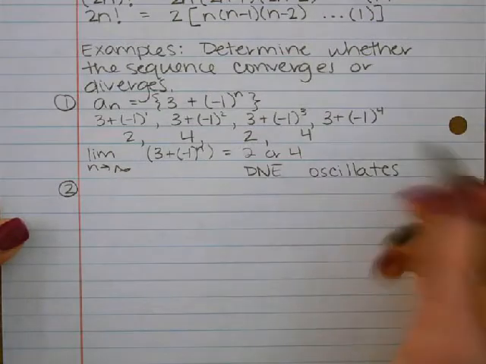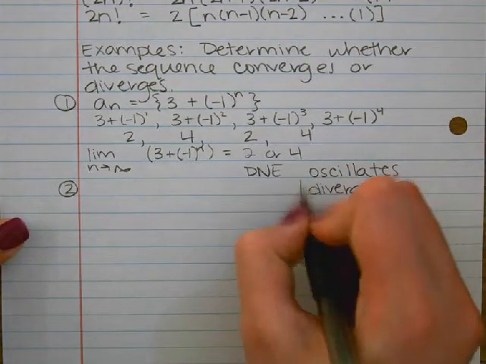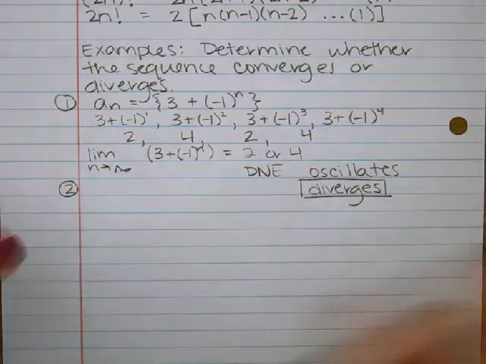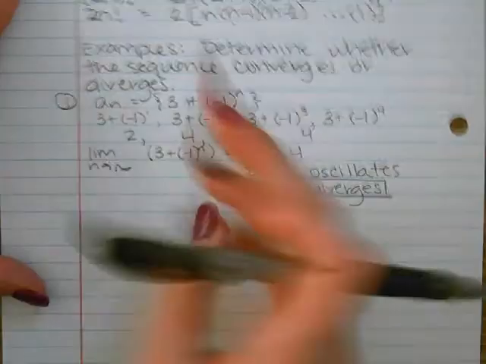So we're going to say that this diverges. And that's because it doesn't converge to a specific value. So either it goes to a specific value or it diverges.